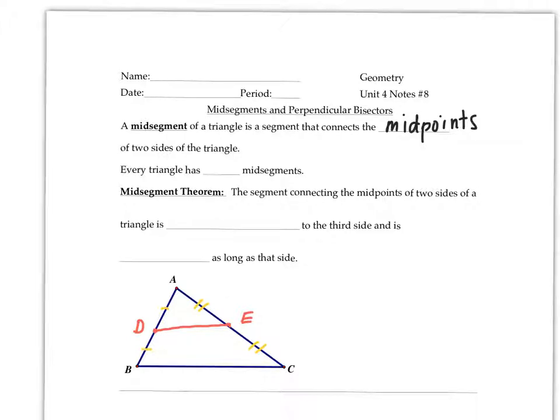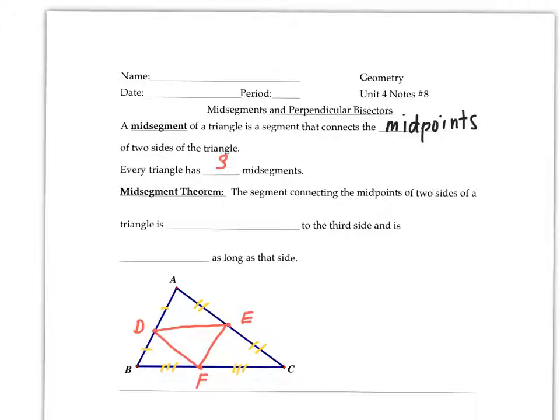Now, every triangle has three different midsegments because you can find the midpoint of each of the three sides. So this would be point F, the midpoint of line segment BC. And again, we would have to know that BF and FC are congruent. So you could connect E to F, and that would be a midsegment. And you can connect D to F, and that's also a midsegment.